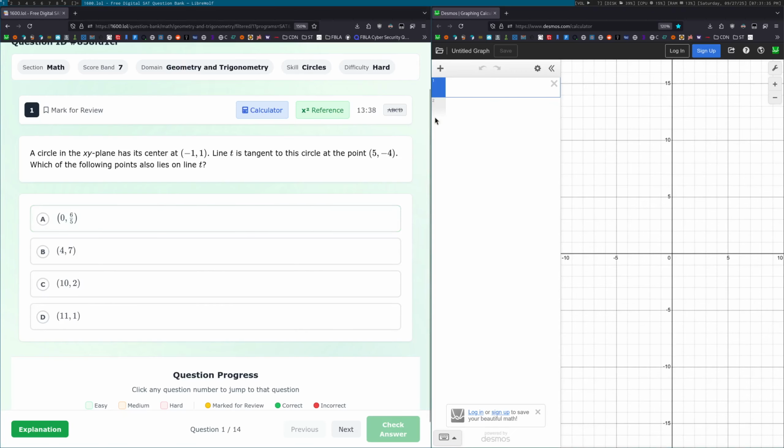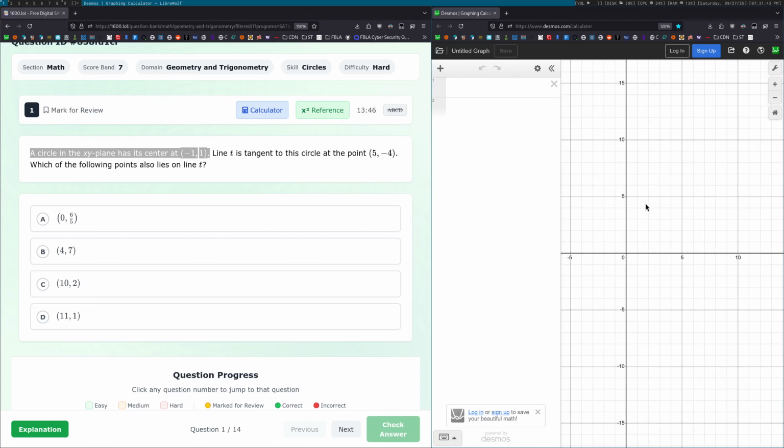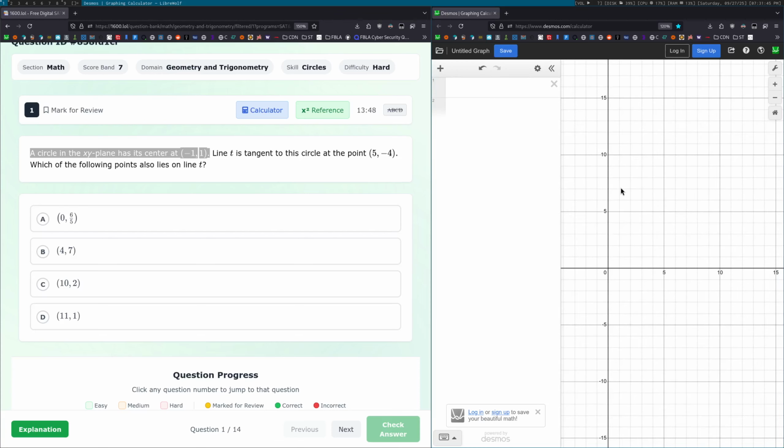So how do we do this problem? Does this circle mean anything to you graphically? Does anyone remember the circle equation? All right, so this is what it would look like: (x minus h) squared, but not cubed, plus (y minus k) squared is equal to r squared. And we don't know the radius. We can find that out in just a second.